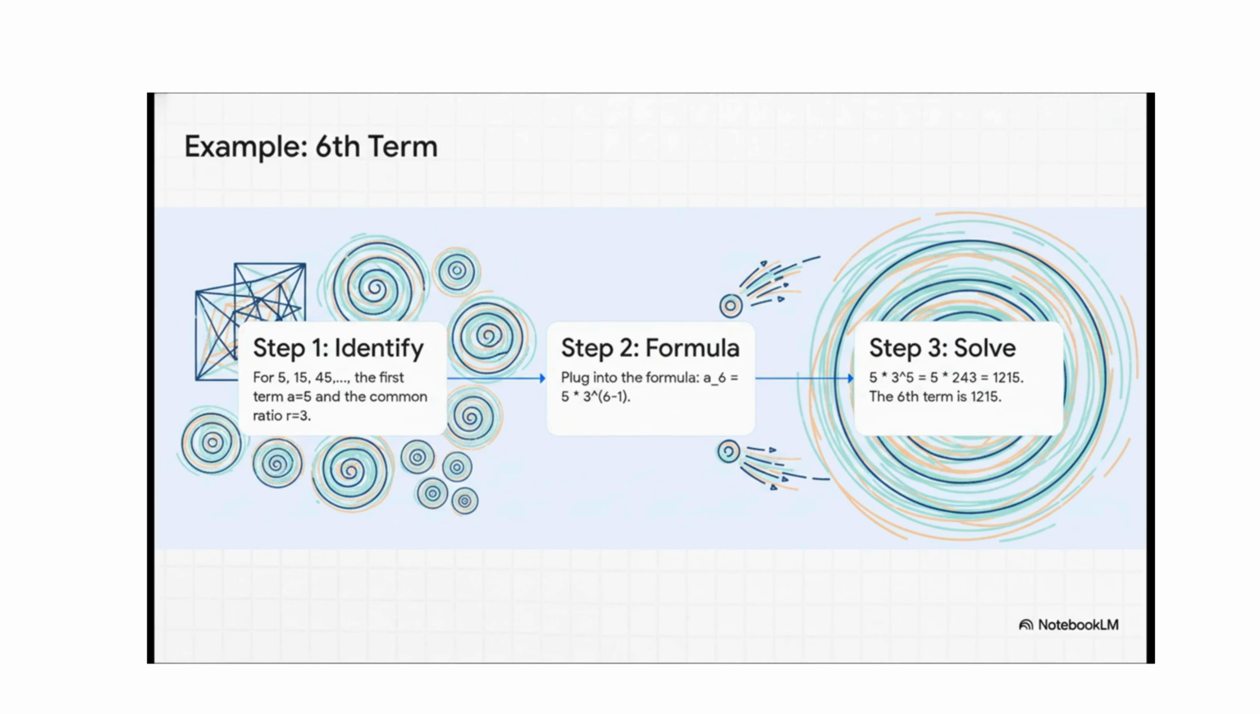Our first term a is 5, and our common ratio r is 3. We just plug it into the formula. That's 5 times 3 to the power of 6 minus 1, so 3 to the 5th. And the result? A whopping 1,215. It just goes to show you how quickly this kind of multiplicative growth can get huge.